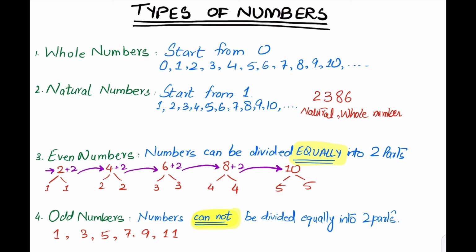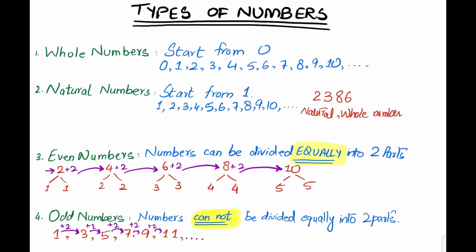For odd numbers also, when you add 2 to the previous odd number, you get a new odd number. So when you add 2 to 1, you get 3. You add 2 to 3, you get 5. You add 2 to 5, you get 7. You add 2 to 7, you get 9. You add 2 to 9, you get 11.